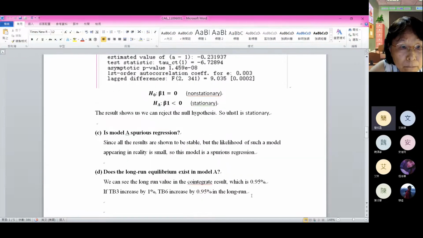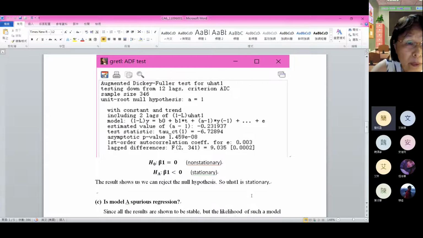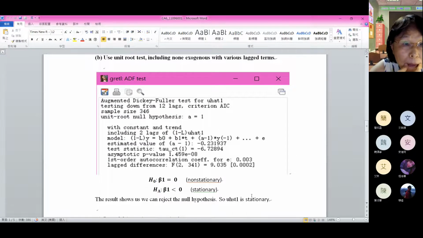And the C part: is model A spurious? Excuse me, what's the last part of the B? Here, what is this one? Use unit root test. What is this test for?